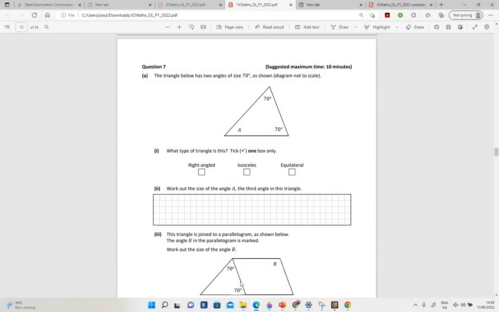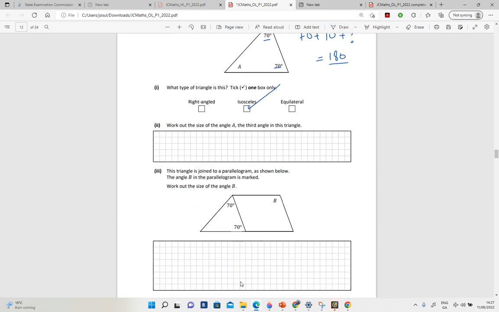So the triangle below has two angles of 70 degrees as shown. What type of triangle is this? Both of these angles are 70. The last one can't be 70, because this plus something else must be equal to 180. So that's 140, you've got 40 left. So this is going to be an isosceles triangle where two of the angles are the same. Okay, so that's the first part.